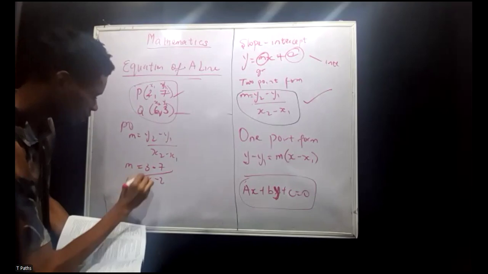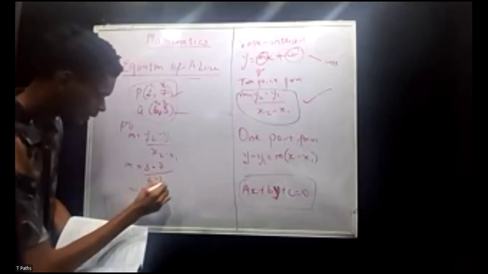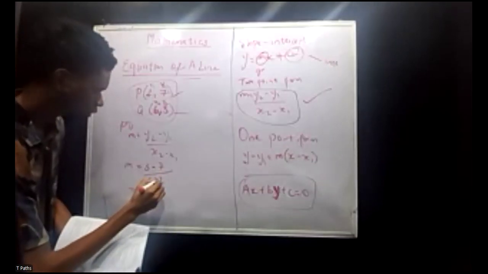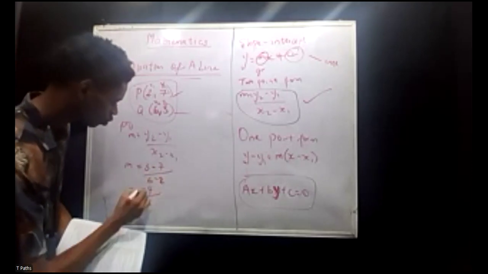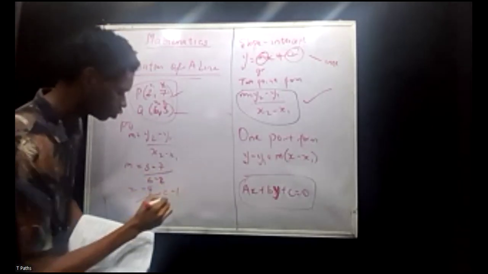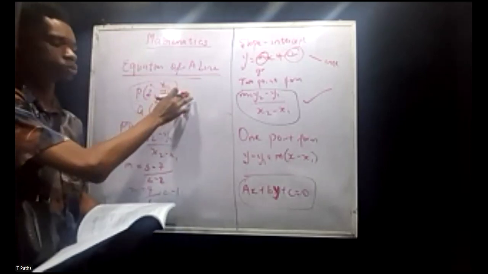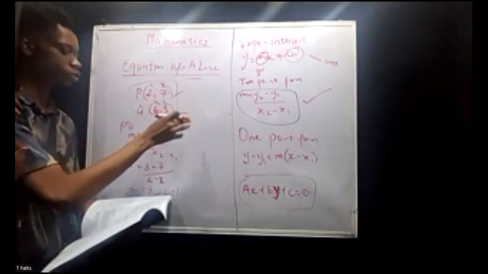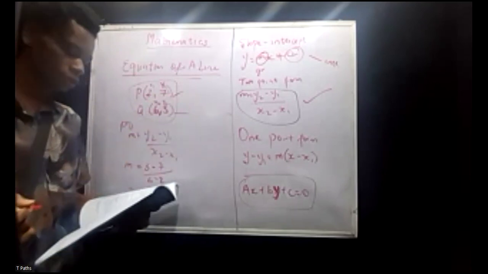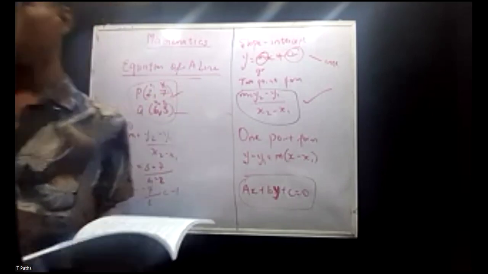So here, 3 minus 7 is minus 4. 6 minus 2, right? 6 minus 2 is 4. So minus 4 divided by 4 is minus 1. So the slope or gradient of the line passing through these 2 points is minus 1, which is option B. Question 3, option B.